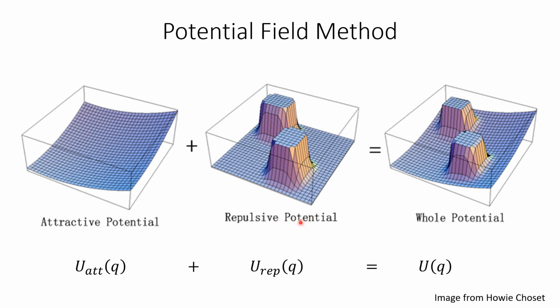Whereas the repulsive potential was associated with the obstacles, and these obstacles are going to push the robot away so that there is no collision happening. And when we combine the two, we get the whole potential, which is going to allow the robot to reach the final position while avoiding the collisions with the obstacles. But this pictorial representation is not going to solve the problem. We have to find some analytical method for that.